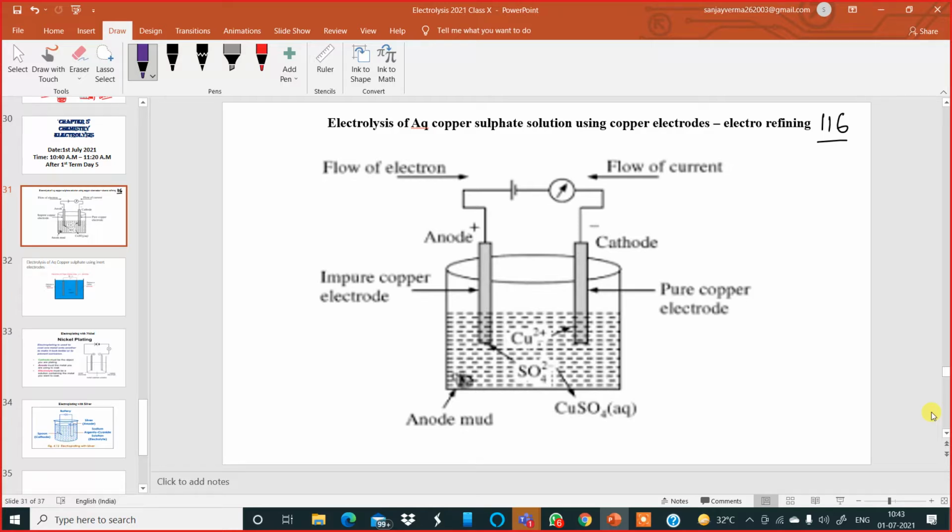Now, the electrolysis of aqueous copper sulfate solution using copper electrodes is also an example of electrorefining. The electrolyte is aqueous copper sulfate, with a few drops of dilute sulfuric acid added to increase its conductivity, so that it becomes a better conductor. It is a conductor, but it becomes a better conductor after the addition of dilute sulfuric acid.